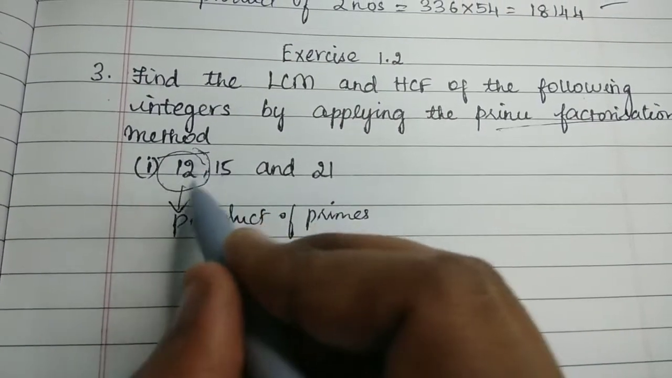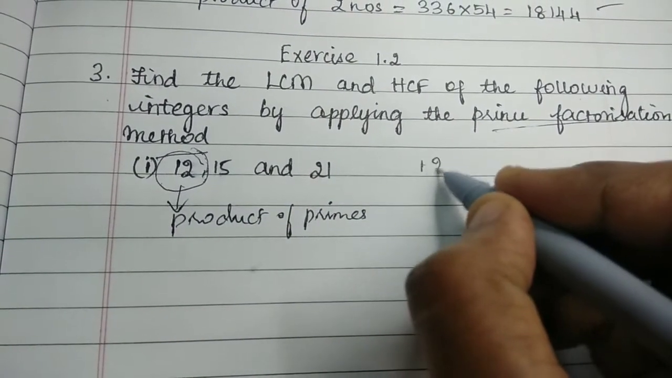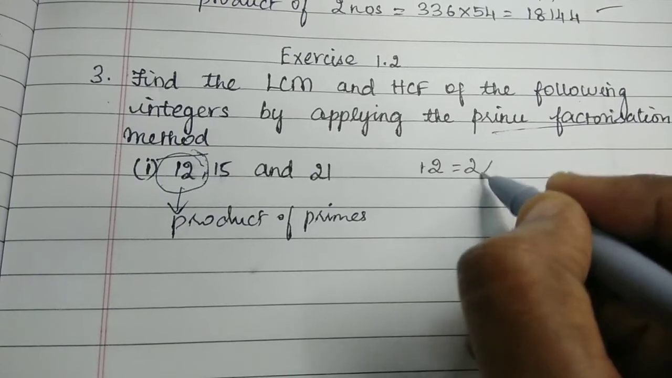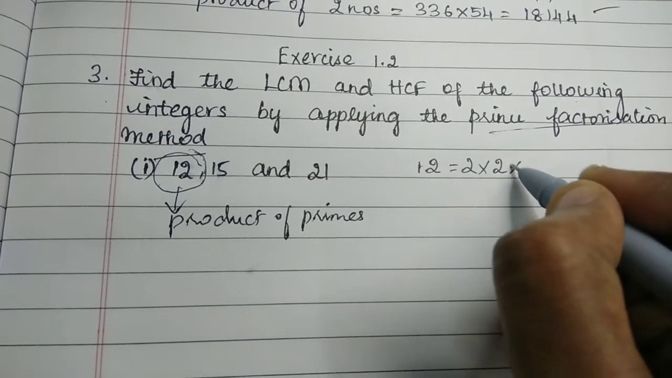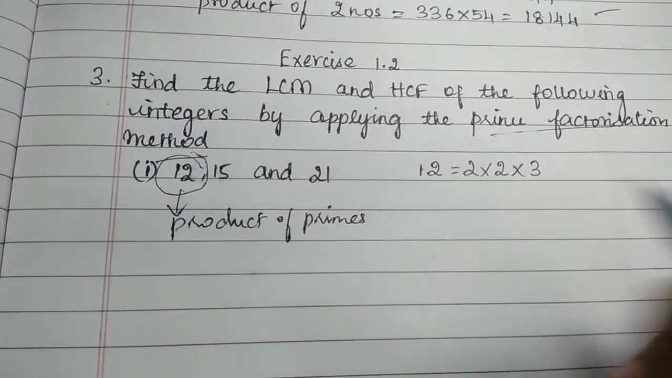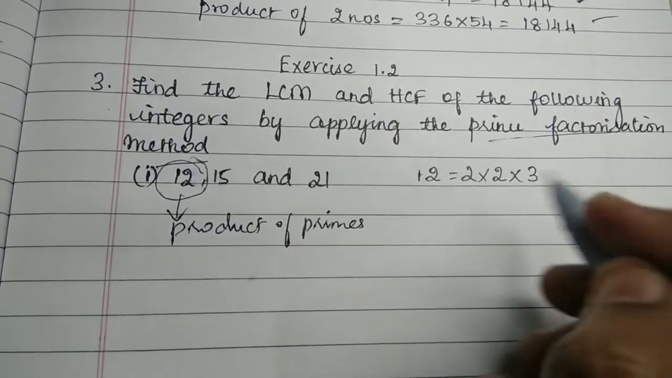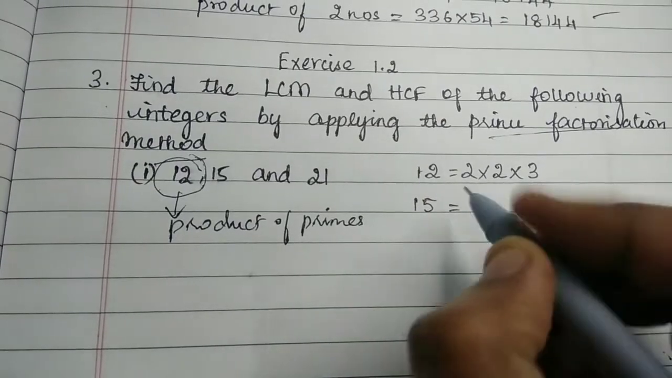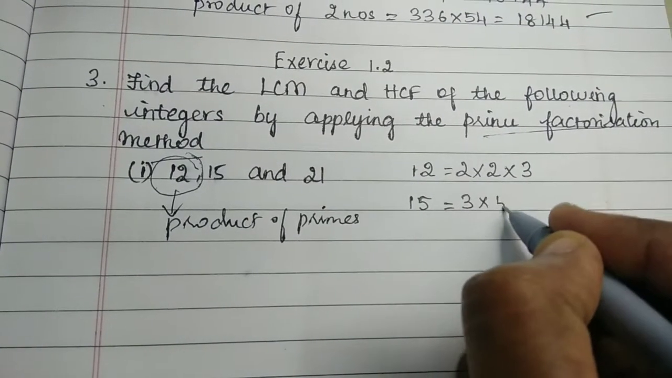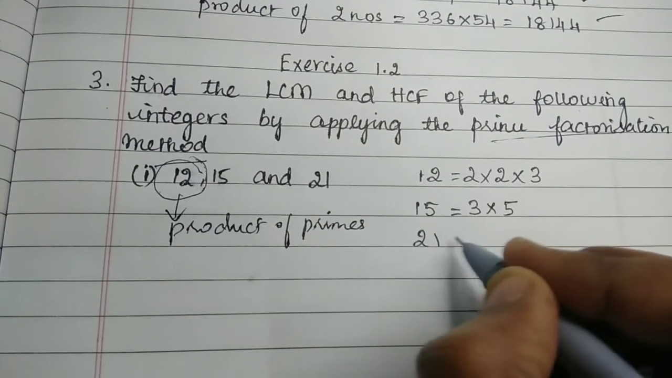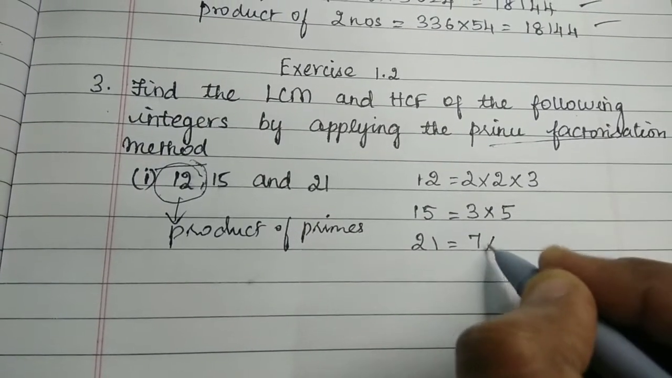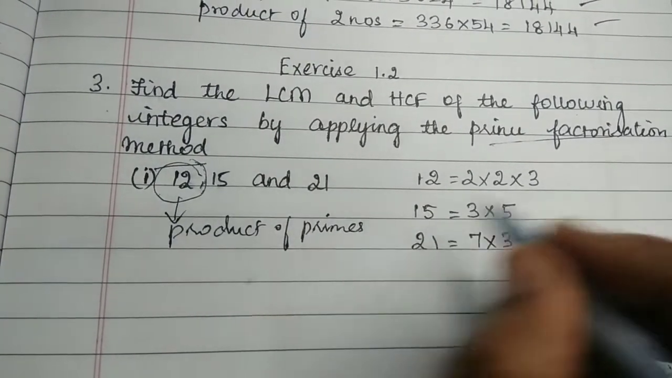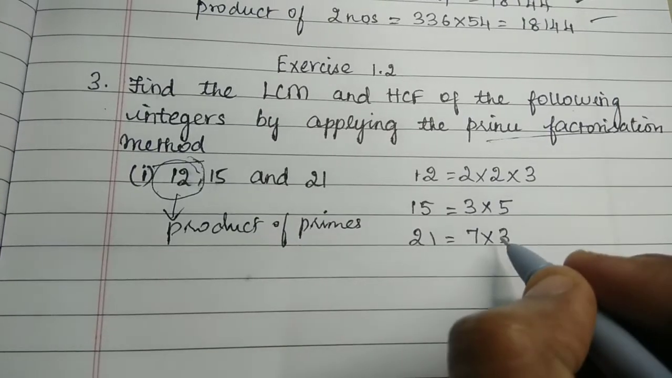So how will you express 12? So 12 is nothing but 2 into 2, 4 into 3. 4 3s are 12. So these three are prime numbers. So for 15 you have to express as a product of prime numbers. So 3 into 5. 21, how will you express? 7 into 3. So we have expressed them as product of primes.